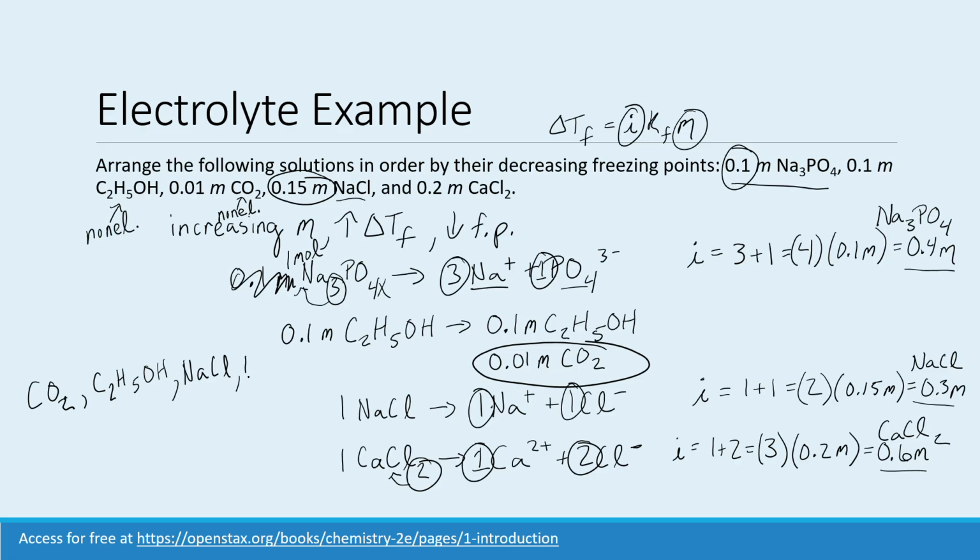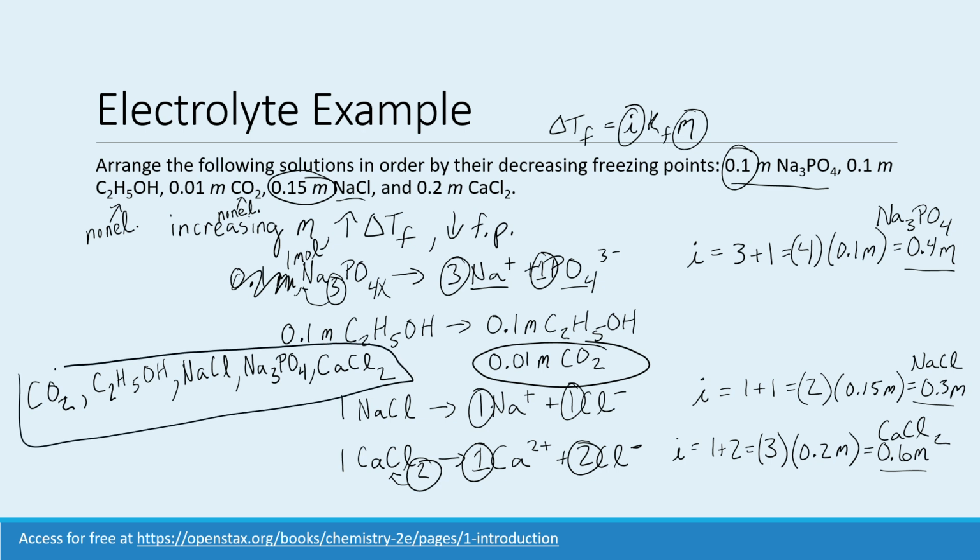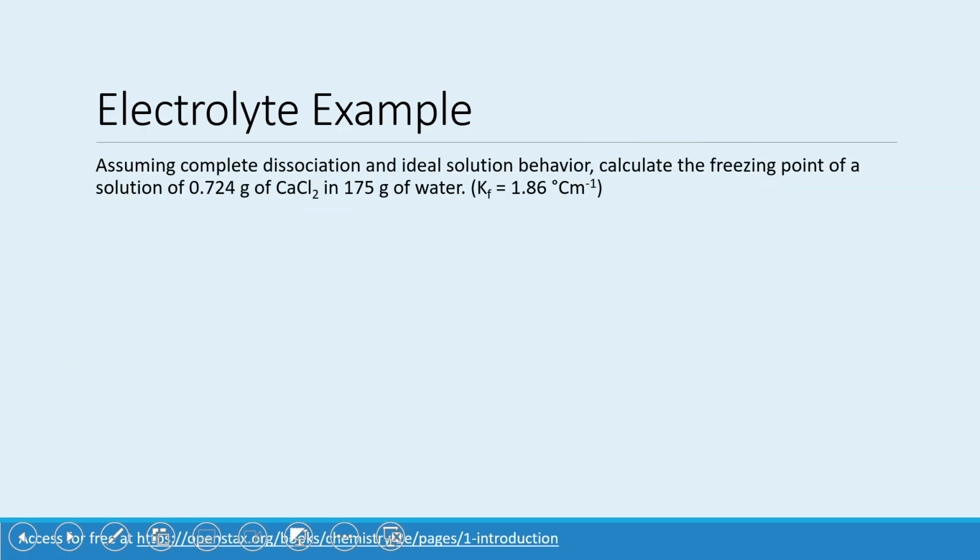And so sodium chloride would come in next, followed by your sodium phosphate, and last, the calcium chloride. Okay, so just remember you have to dissociate into your ions, calculate what that i value is by adding up the coefficients for your ions, and then multiplying by the molality.